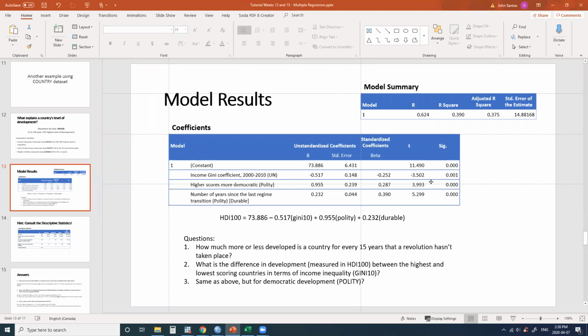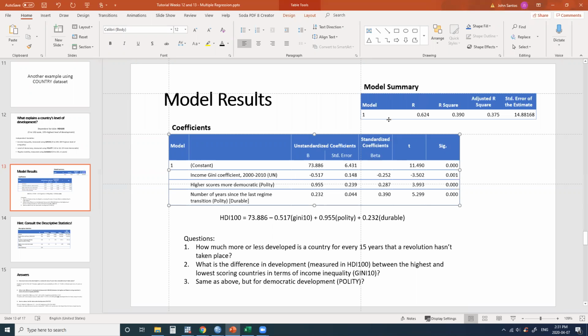So the model summary, let's have a look at how good this model is. This model is explaining 39% of the variation, right? So income inequality, level of democratization, and regime stability explain 39% of the variation in a country's level of development. That's pretty good.